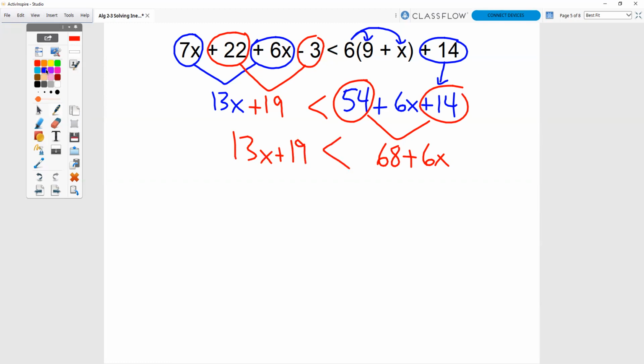So now that we have this, I can see that I have a letter on one side of the equal sign and a letter on the other side. When you have letters on both sides, I like to work with the smaller of the two letters first. So I'm going to do -6x and -6x. That way you're going to work with less negatives.